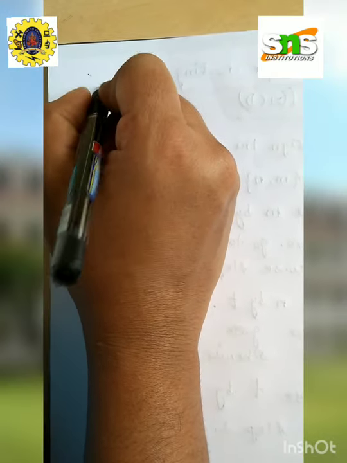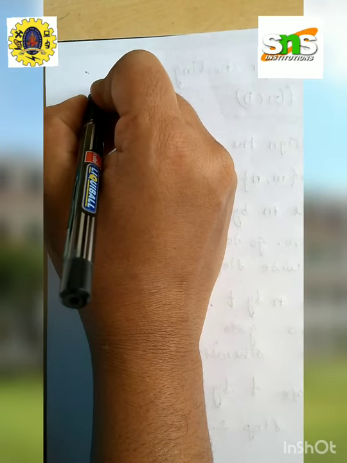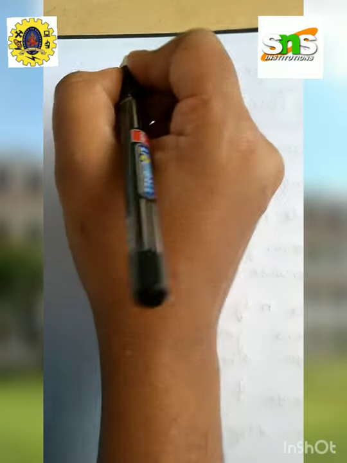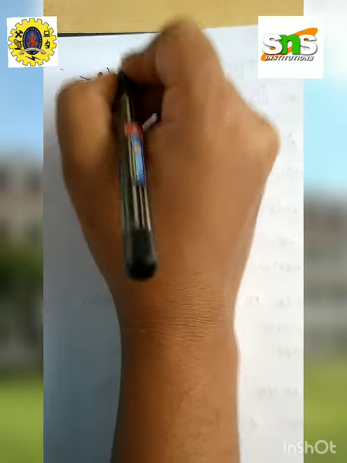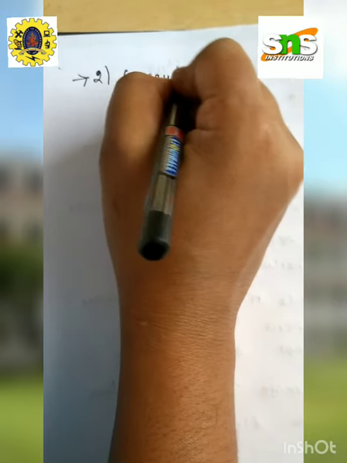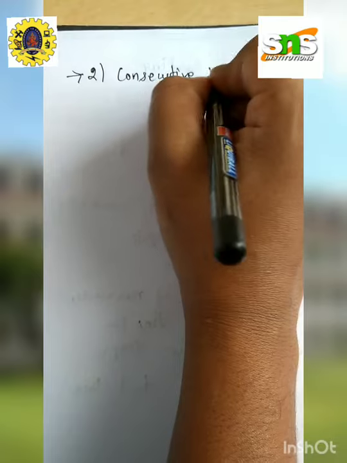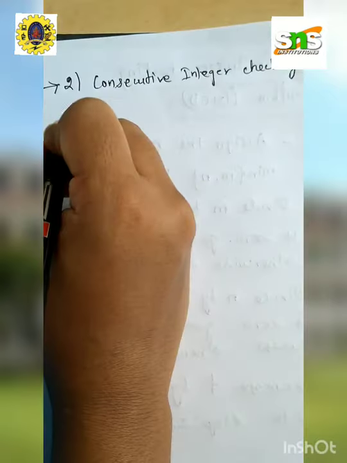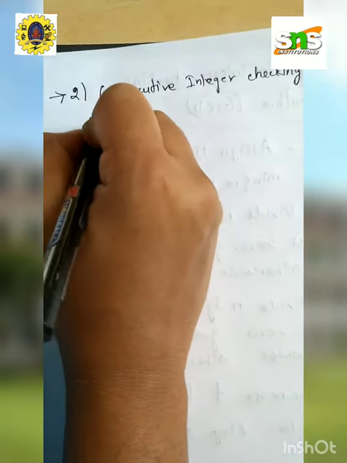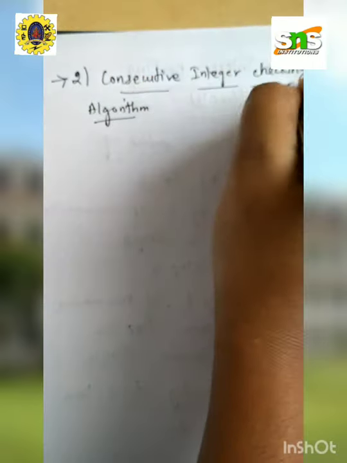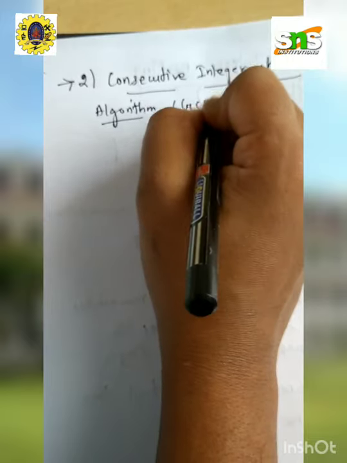Good morning students. Last class we discussed an algorithm called the Euclid algorithm that is used to find the greatest common divisor. The second method is the consecutive integer checking method. Consecutive integer checking algorithm. It is also used to find the GCD of two numbers.